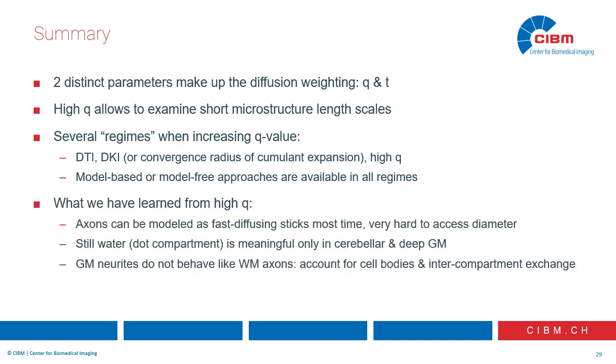And what we have recently learned from going to high Q, for example, is that axons can be modeled as fast diffusing sticks most of the time, but that it's very hard to access their diameter. And we've also learned that still water is meaningful only in cerebellar and deep gray matter. And finally, that gray matter neurites do not behave like white matter axons, so probably we have to account for cell bodies and for intercompartment exchange in any meaningful and relevant gray matter model.